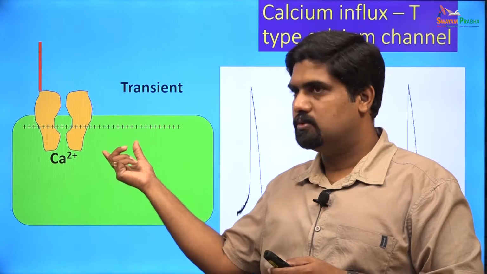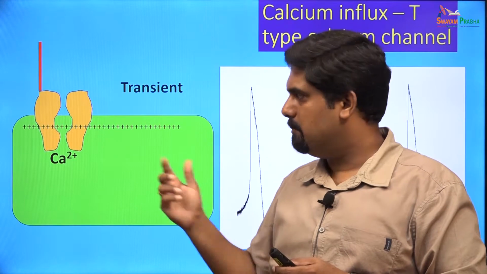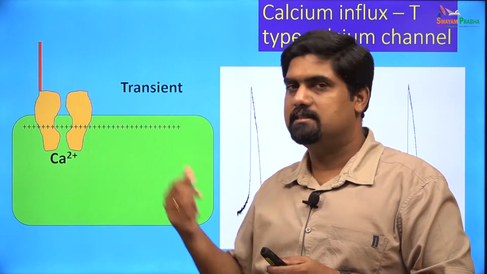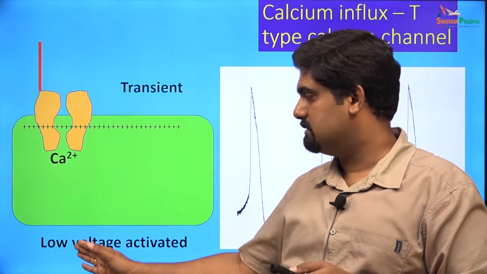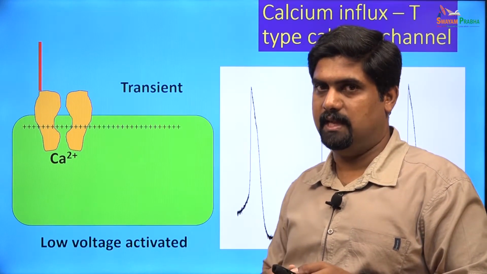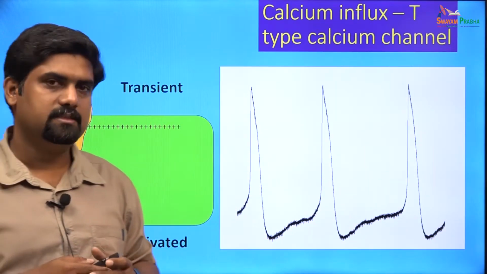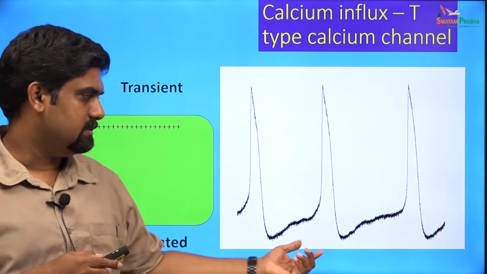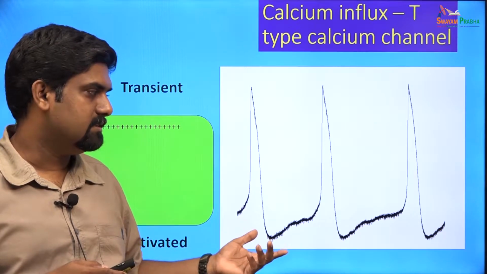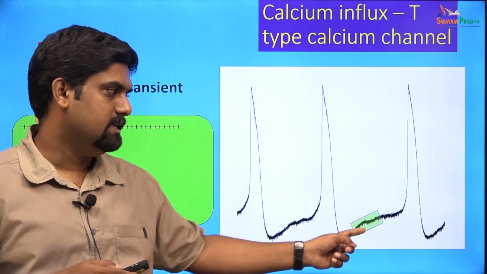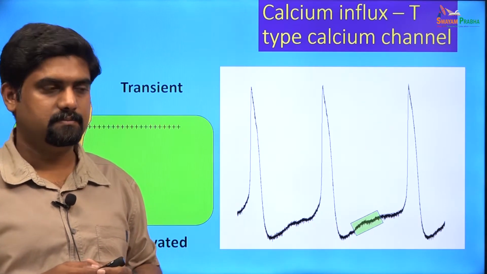Now, these channels are also opened with depolarization like the L-type calcium channels, but compared to the L-type calcium channels, these channels are opened at a more negative membrane potential, and therefore they are also known as low voltage activated calcium channels. Now, these calcium channels are present on the SA node of the heart. This is the SA nodal action potential, and these calcium channels are responsible for calcium entry during the early phase of the diastolic depolarization of the pacemaker potential.